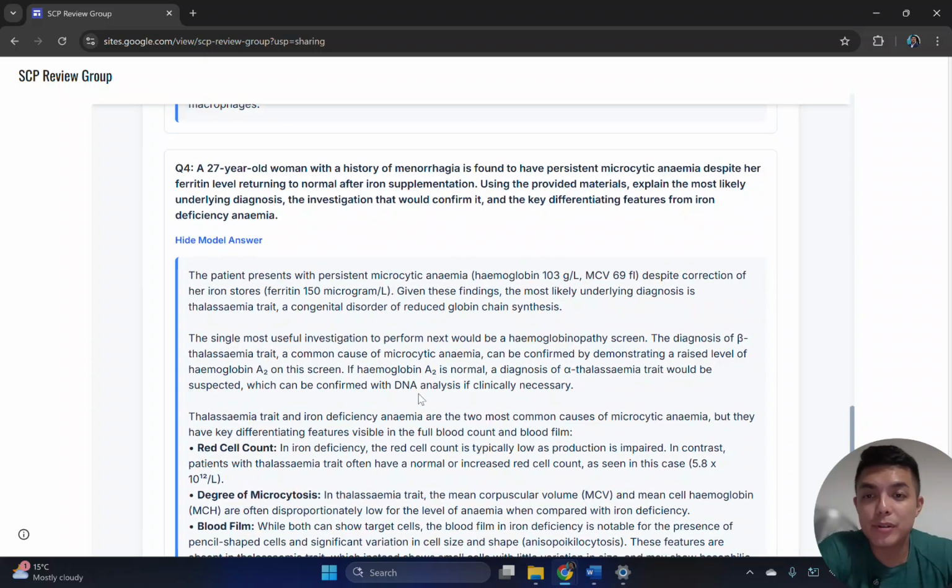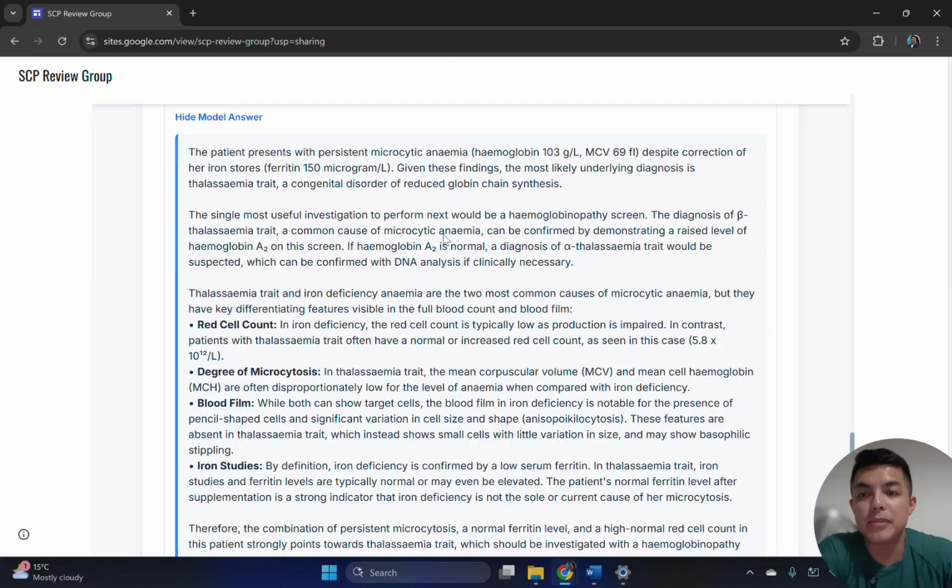A 27-year-old woman with a history of menorrhagia is found to have persistent microcytic anemia despite her ferritin returning to normal after iron supplementation. Using the provided materials, explain the most likely underlying diagnosis, the investigation that would confirm it, and the key differentiating features from iron deficiency anemia.